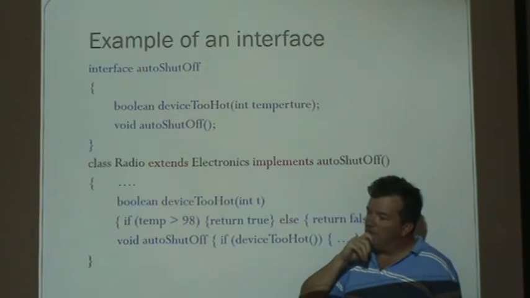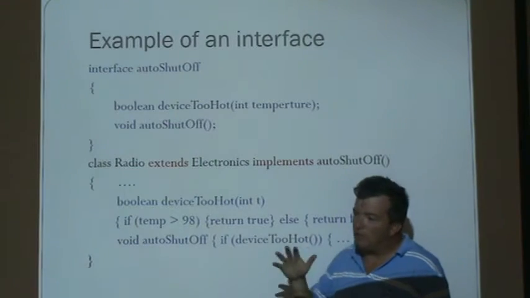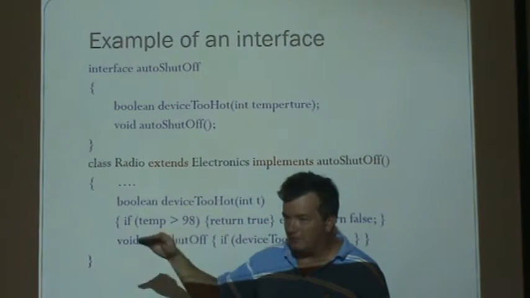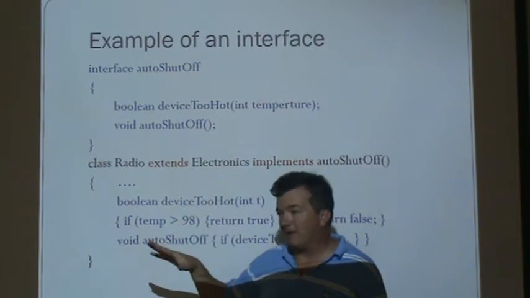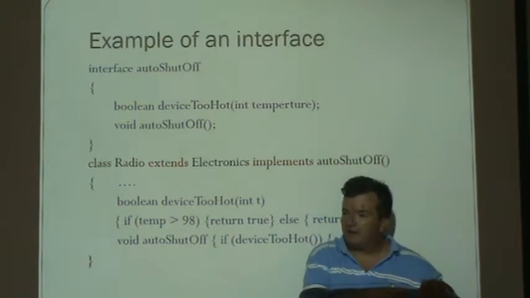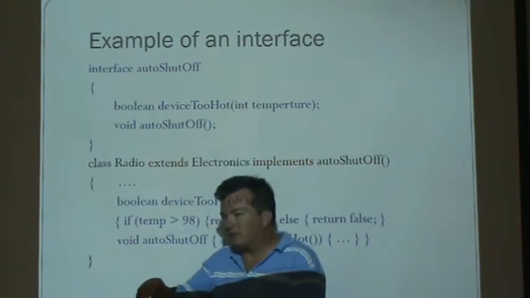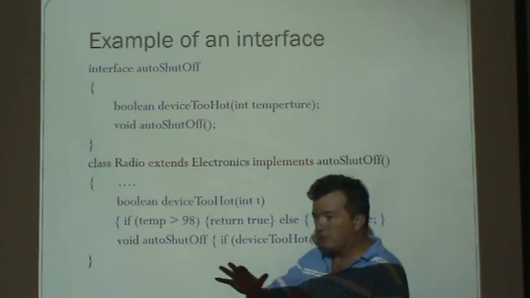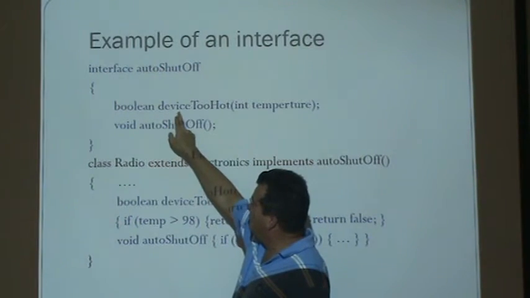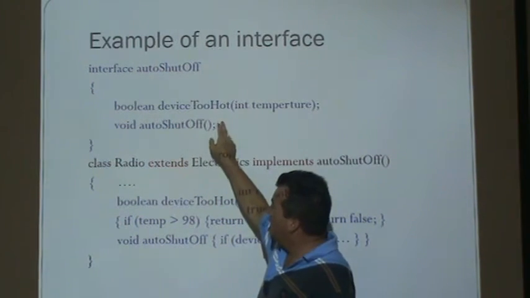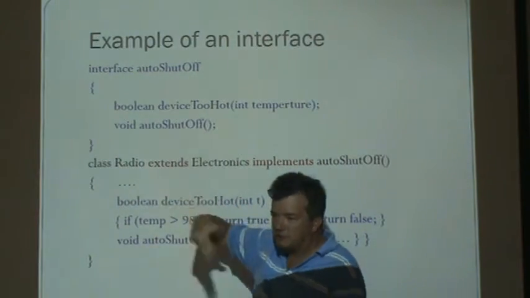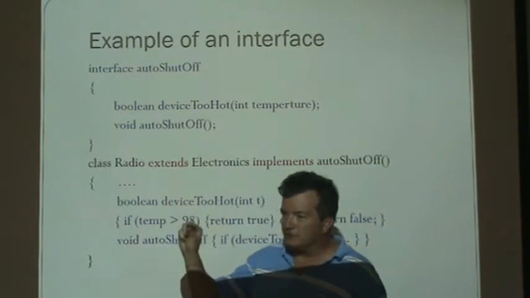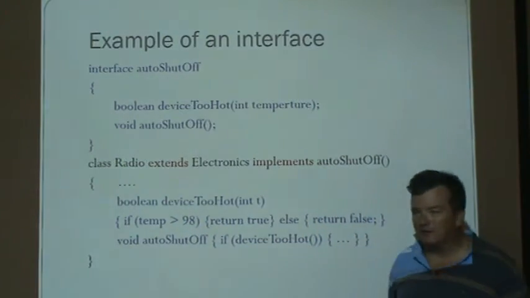Mm-hmm. But what if, that's a good point, and that's where we want to put them. But what if we wanted the design of that code to follow a similar pattern? So really, the people who make the class can do it their way, and the people who make the radio class could do it another way. But suppose you decided, for every product that has an emergency shut-off, I want there to be a Boolean method called device too hot, and I would like there to be a method that shuts everything down if the device is too hot. And I want every class to have that function, so they can't just go willy-nilly make their own functions.